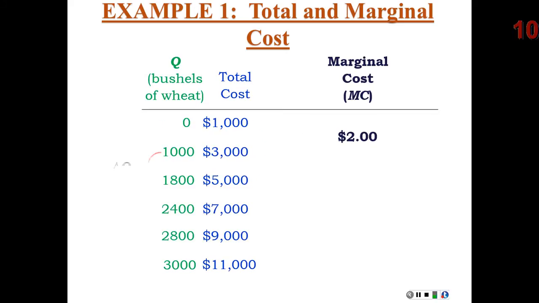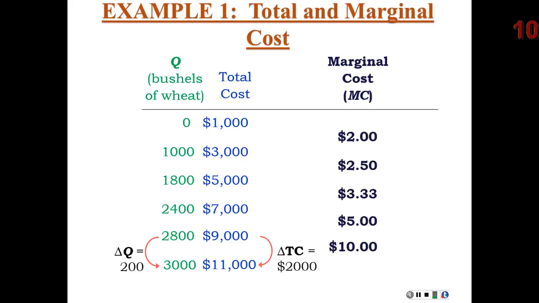The next region would be, again, 2,000 in the numerator divided by a change of 800, which would be $2.50. Then again, 2,000 divided by 600, 2,000 divided by 400, 2,000 divided by 200. And what do you notice about our marginal cost function? Well, obviously it's increasing. And in fact, it's increasing at an increasing rate, isn't it? We go from 2 to 2.50 to 3, and then, oh my gosh, we're all the way up to $10. It's increasing at an increasing rate, just like our total cost function was.